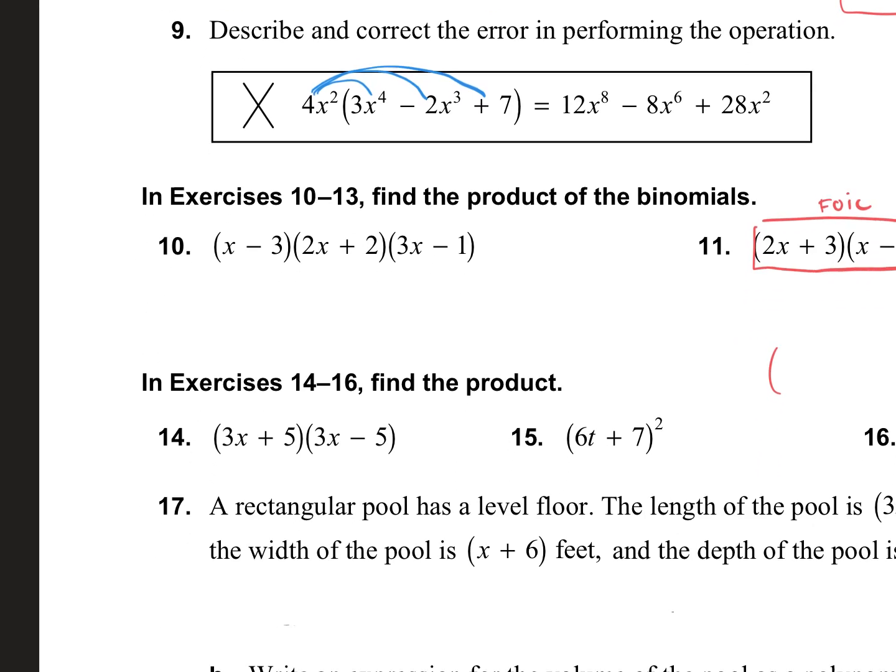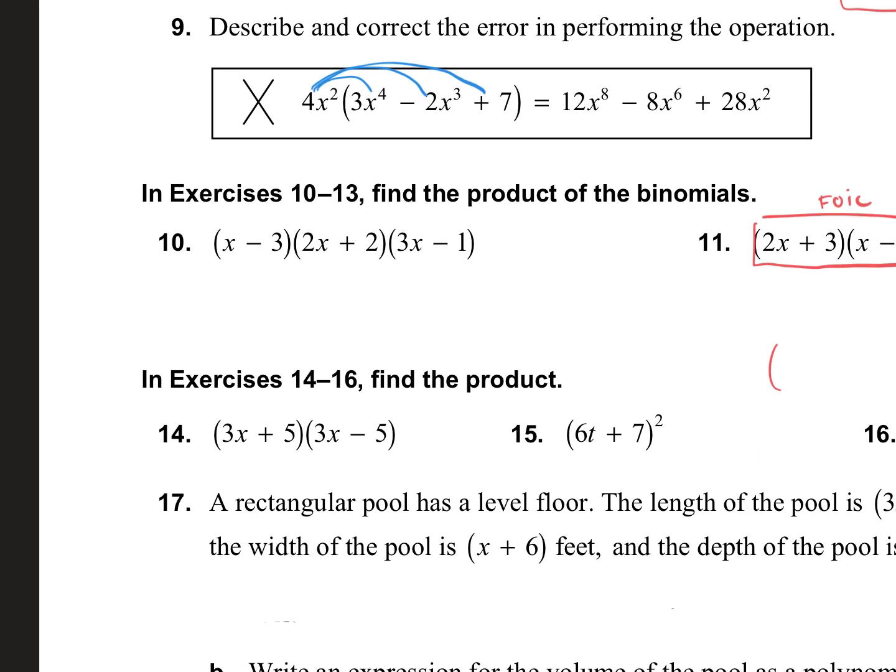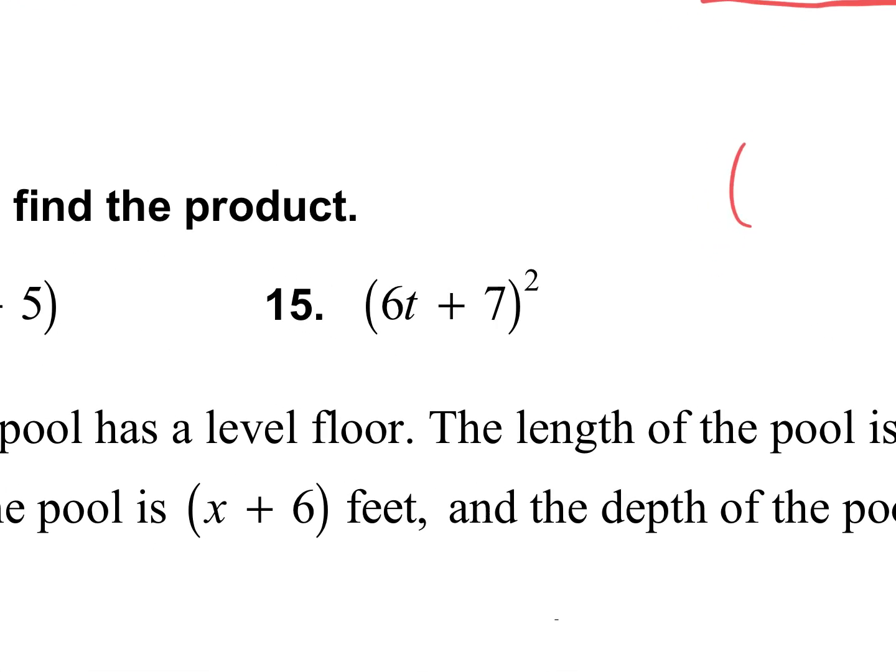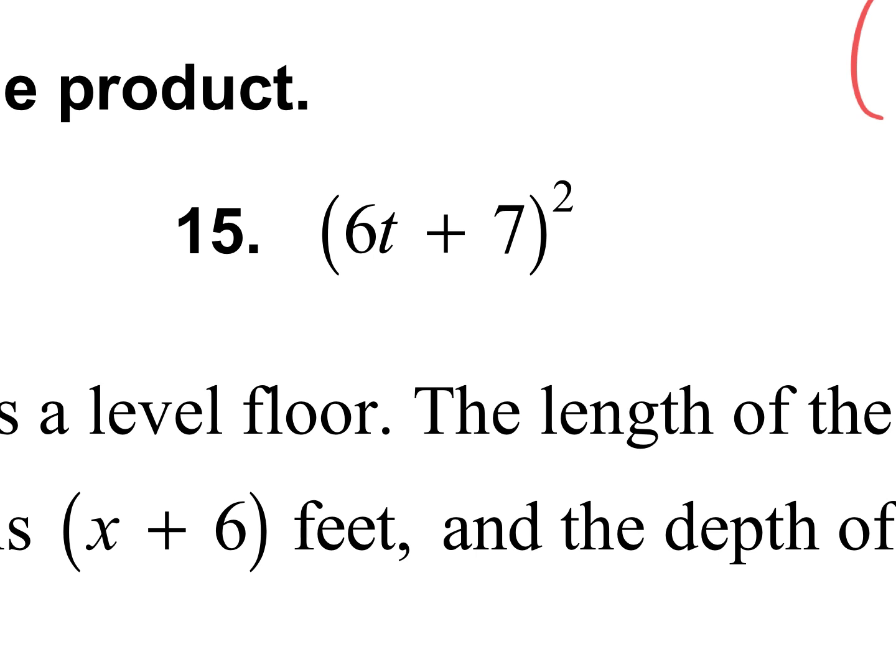How do I multiply something like 10? Multiply the first 2 together, we'd have to FOIL these, and then multiply the 3rd one to it. What about for 15? We have a shortcut that we could use, but if we forgot our shortcut, what else could we do? Write it twice and FOIL it out. So it'd be like saying 6t plus 7 times 6t plus 7, and then we would FOIL.